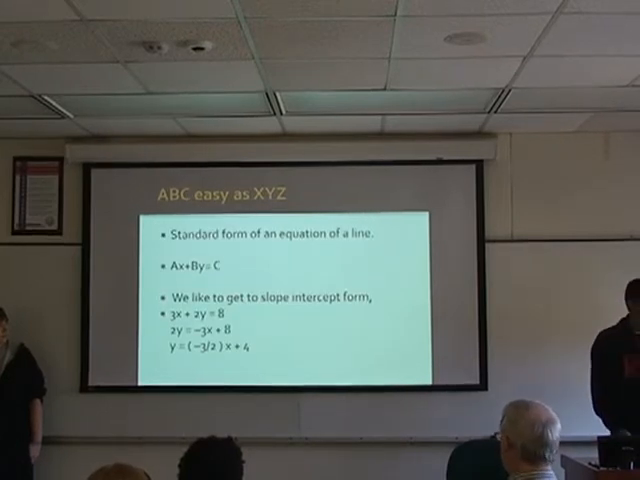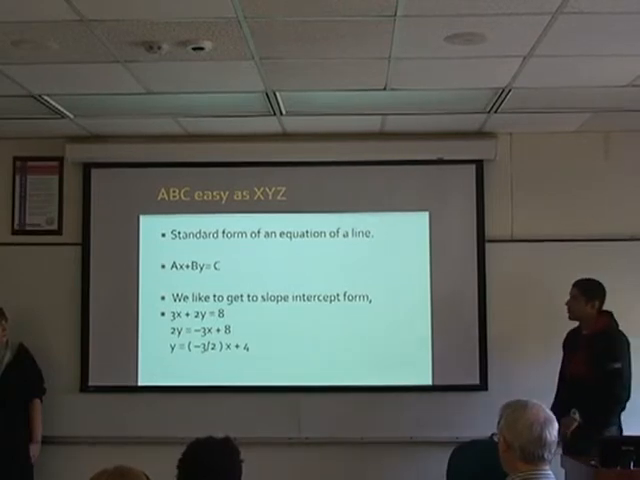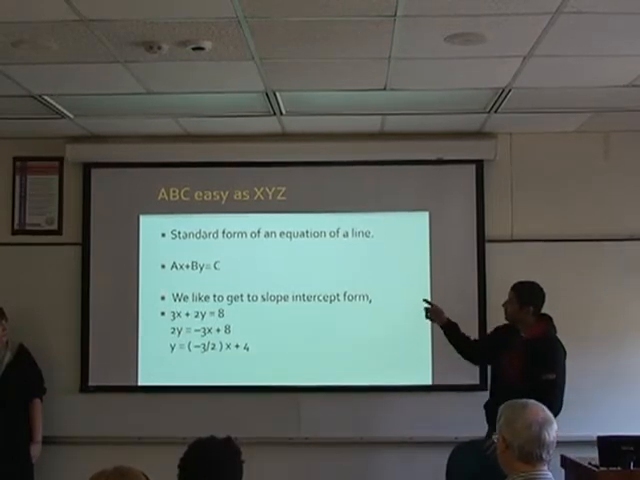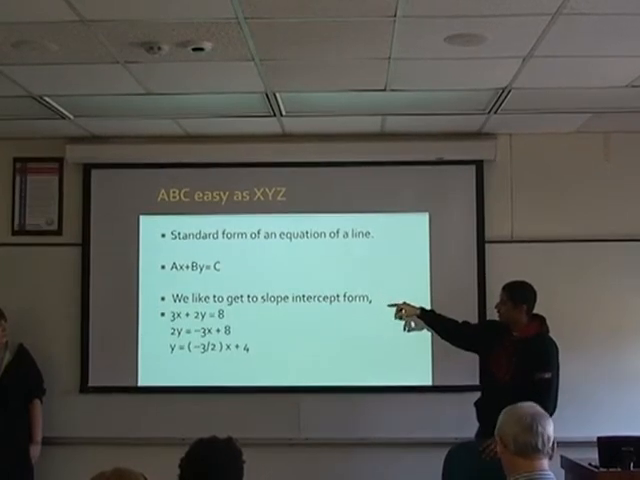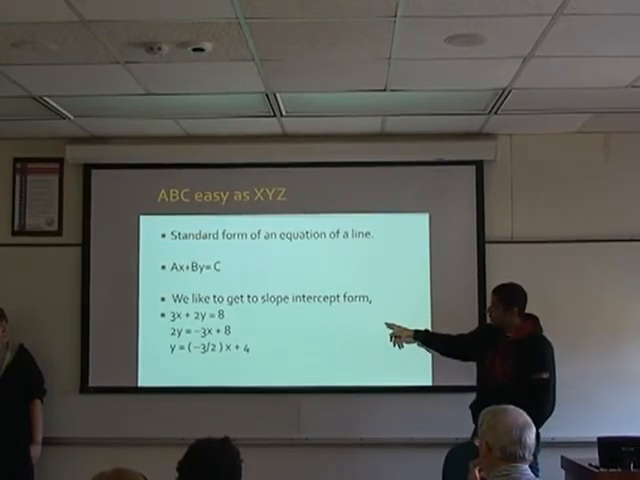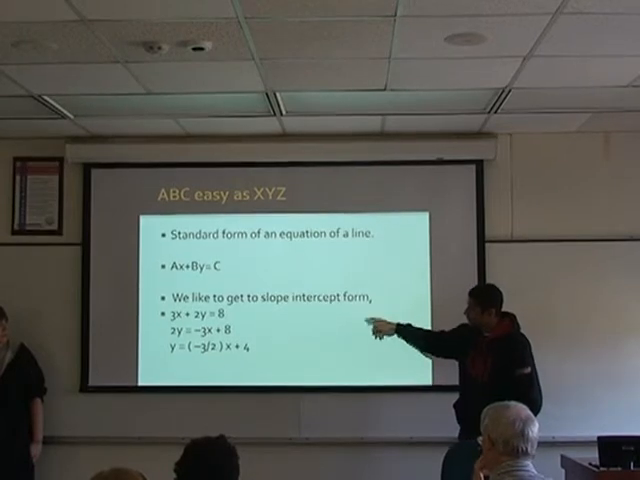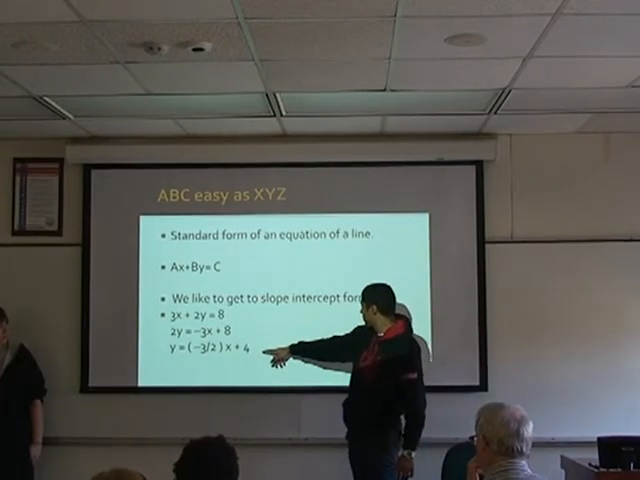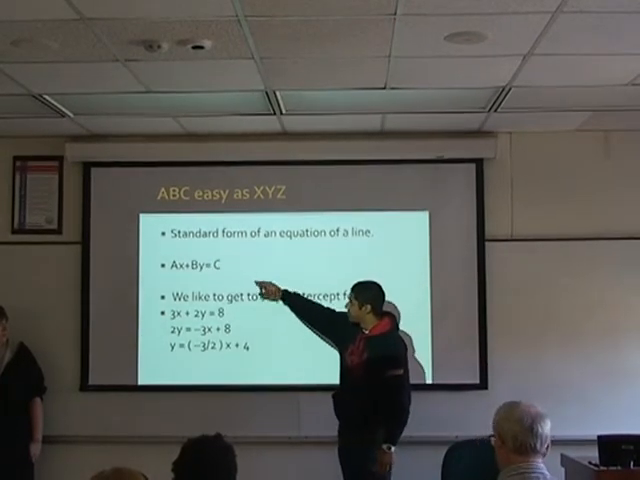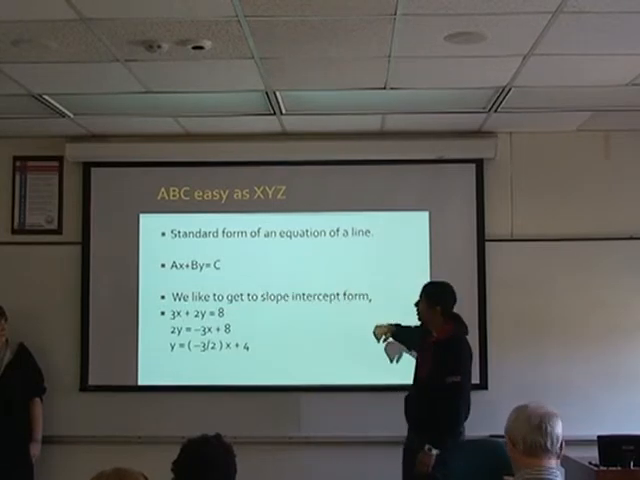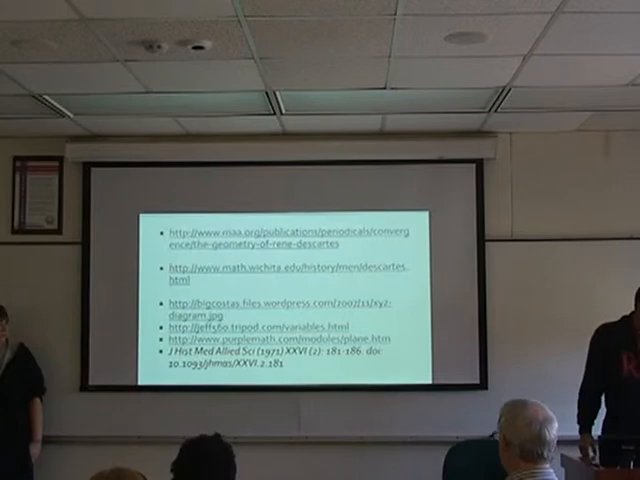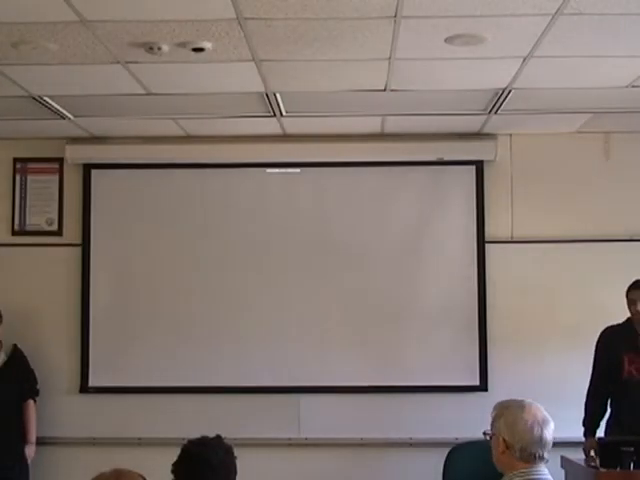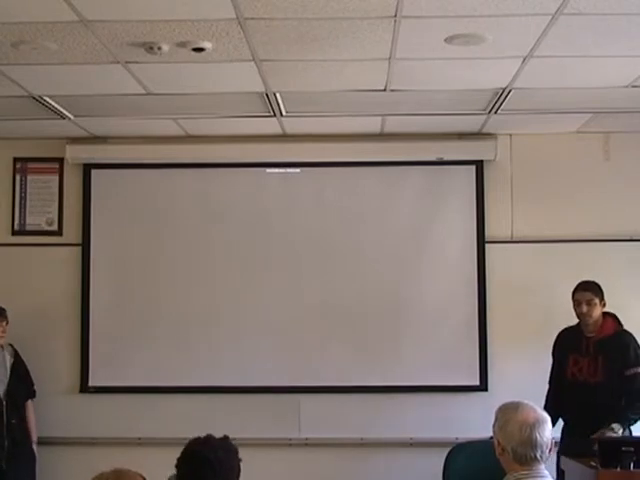He also was the first one to use the standard form of an equation, the standard form of an equation of a line. So that's the ABC and then the XY. And we like to use this to get our slope-intercept form here. But he first started off using that. That's pretty much it for his works.